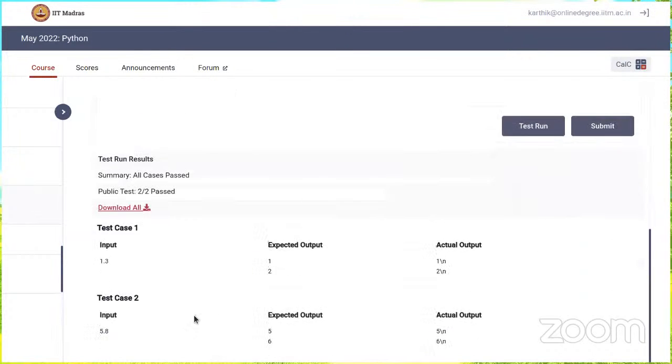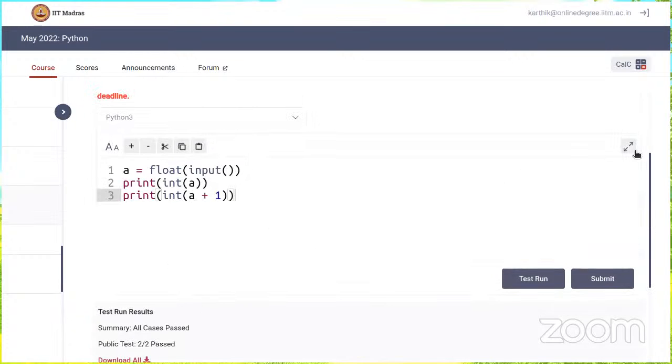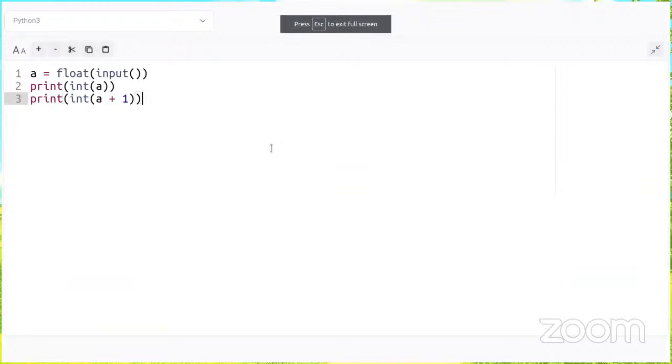Okay, so let's see what test cases it passes. So it's passing all public test cases, right? So now I'll give you one input. Can you tell me what the output will be? So minus 1.5 is the input. Okay, ABS. I need to use ABS.